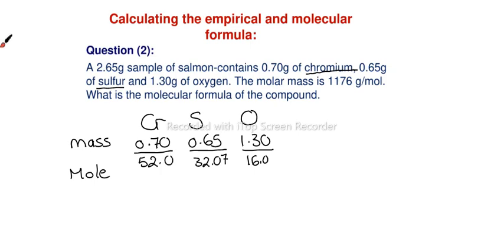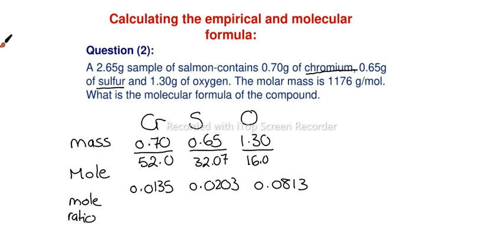Using the calculator, this is 0.0135. This is 0.0203. And we have 0.0813. Now I'm going to divide over the smaller, so I have the mole ratio. So I will be dividing over the smaller, which is the mole of chrome.